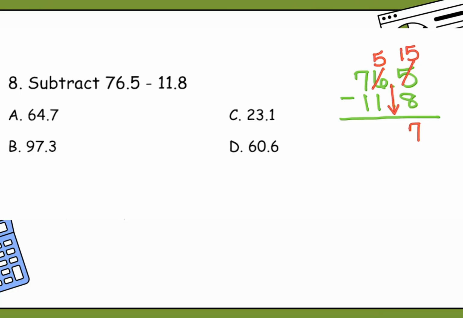So the next thing we do is to remember to bring down that decimal point. 5 minus 1 is 4. 7 minus 1 is 6. So that leaves us with an answer of 64 and 7/10, letter A.